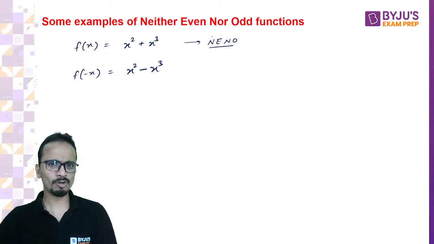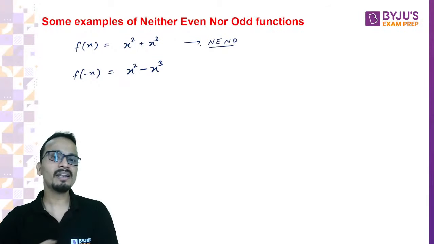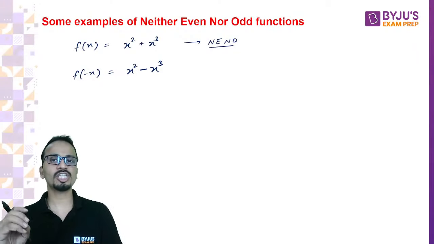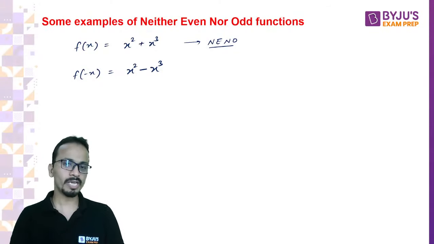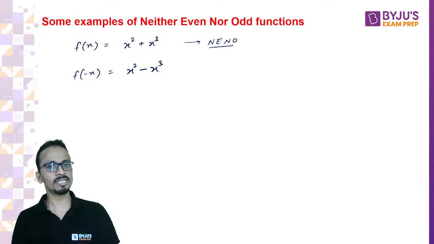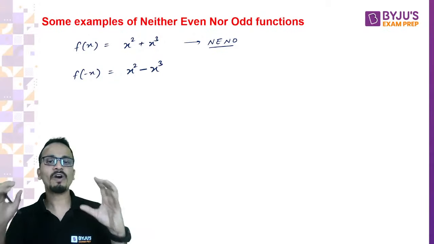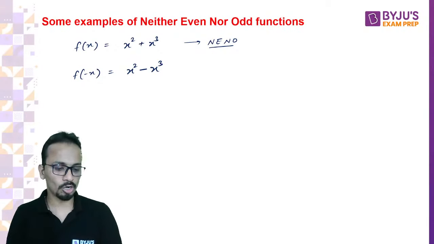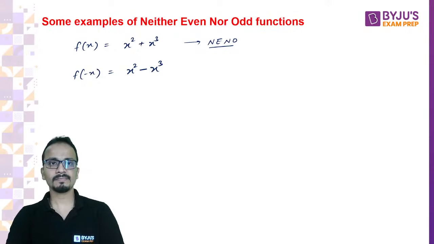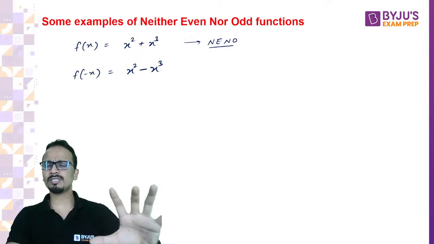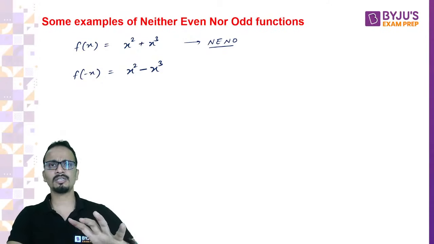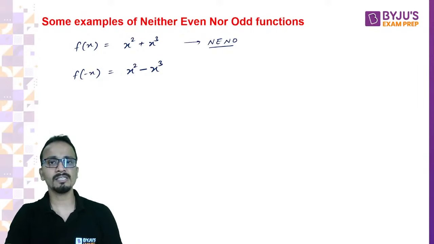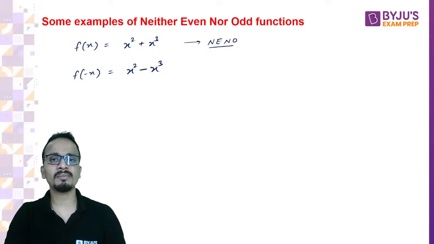Short form, I'm writing NENO, neither even nor odd. All right, so there are plenty of functions which are neither even nor odd. If you want to create these type of functions, take one even function, take one odd function and add them. The resulting function will be neither even nor odd. Now this is about the symmetry of functions. Even functions are symmetrical about the y-axis, odd functions are symmetric about the origin.